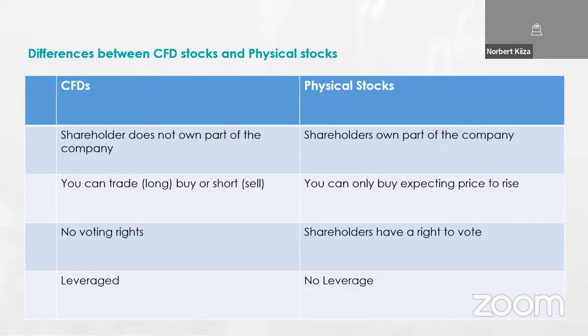When it comes to physical stocks, when the shareholder attends an annual general meeting, or maybe an extraordinary general meeting, they have the right to vote. Then the final difference between these two is that contracts for difference are leveraged, but physical stocks are not leveraged.